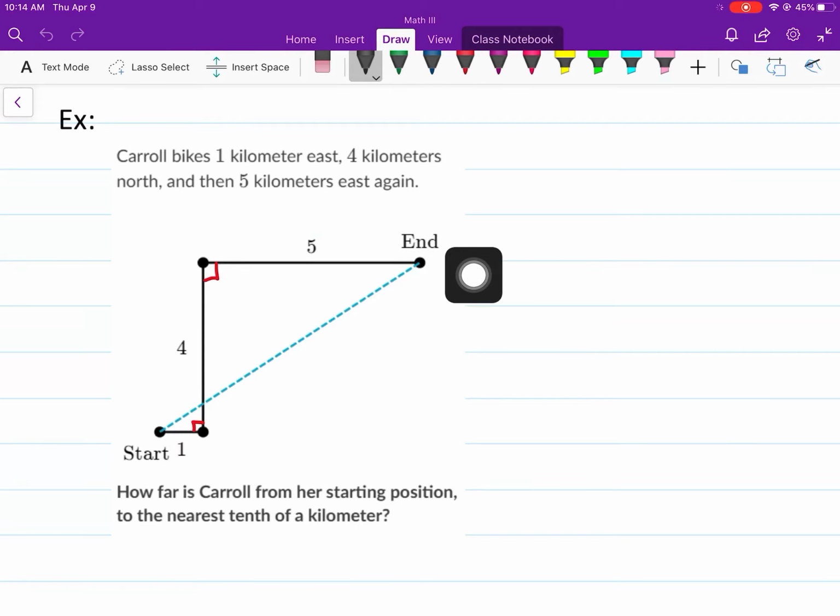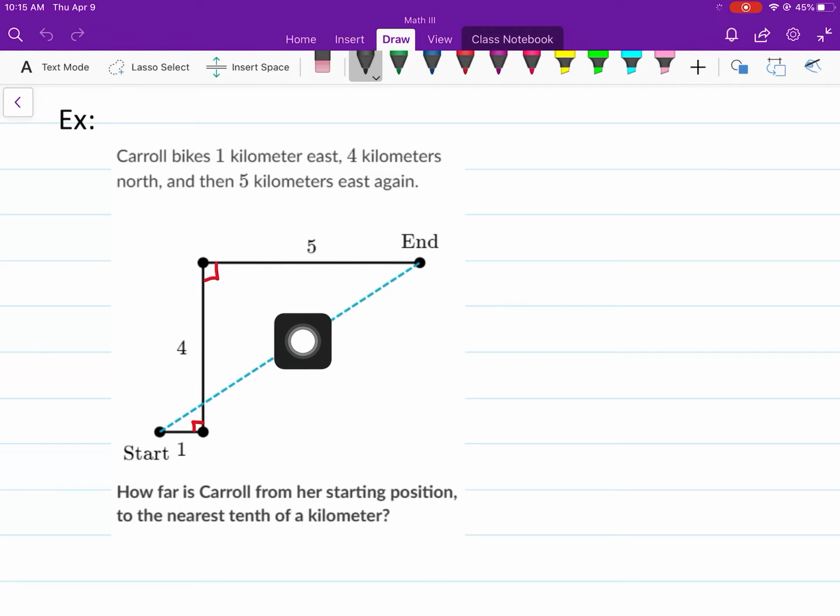So I know she traveled a total of 10 kilometers, but that's not the distance that she is from her starting position. This blue line would represent that distance. So what is that distance to the nearest tenth? Now, originally when I did this problem, I was thinking, hey, I see two little triangles here. But the problem is we don't know this length. We know the total length is 4, but we don't know this small length here and that length there.